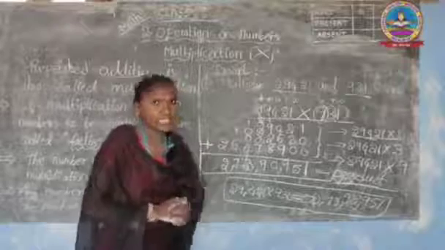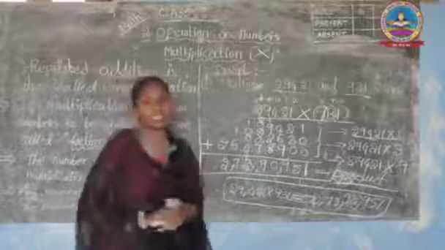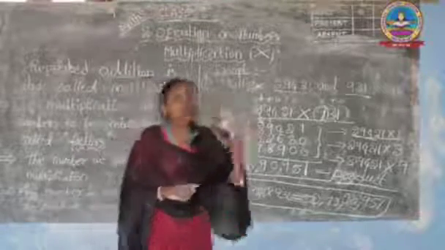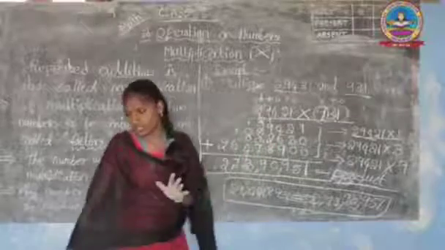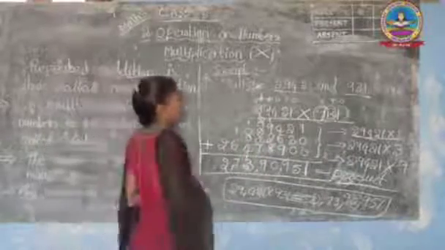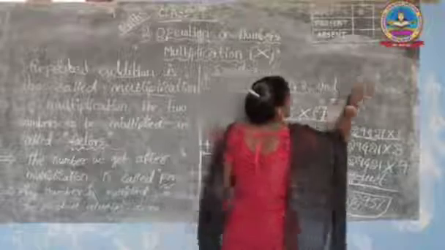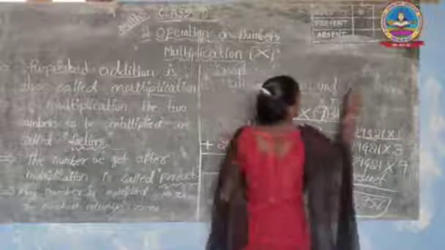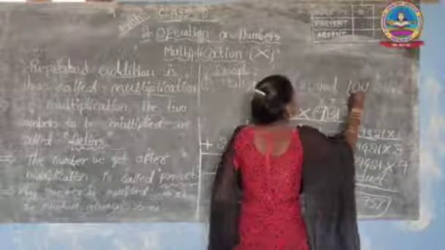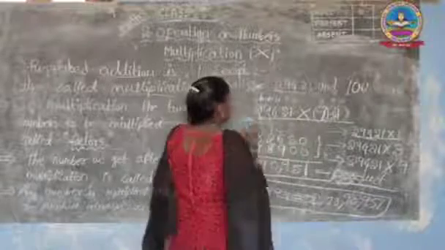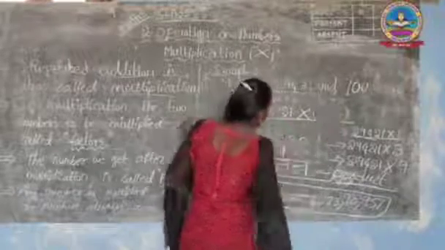I hope you understand how to multiply given numbers. And next I'll give you homework on this multiplication. First we will see, for example, numbers with hundreds. Now let us see how to multiply a given number by 100.